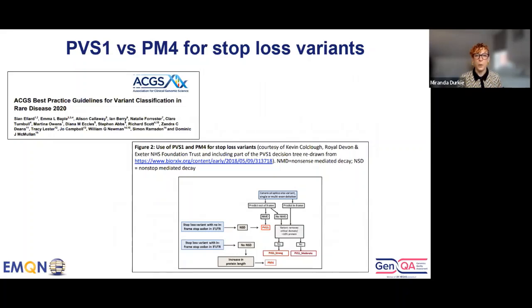So a quick add-in for PVS1 versus PM4 for stop loss variants, because we've got participants from all over the world, which is fantastic. If you are looking just at the Richards et al. guidelines, there are some further developments in the ACGS 2020 guidelines that are available online, and particularly this decision tree for stop loss variants to decide whether you have non-stop decay, NSD, is very helpful. So I thought I'd point out that it is available.